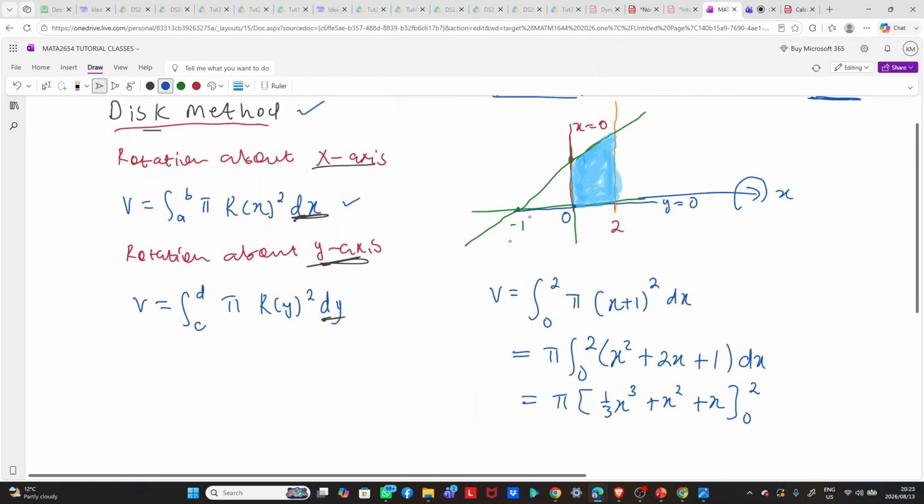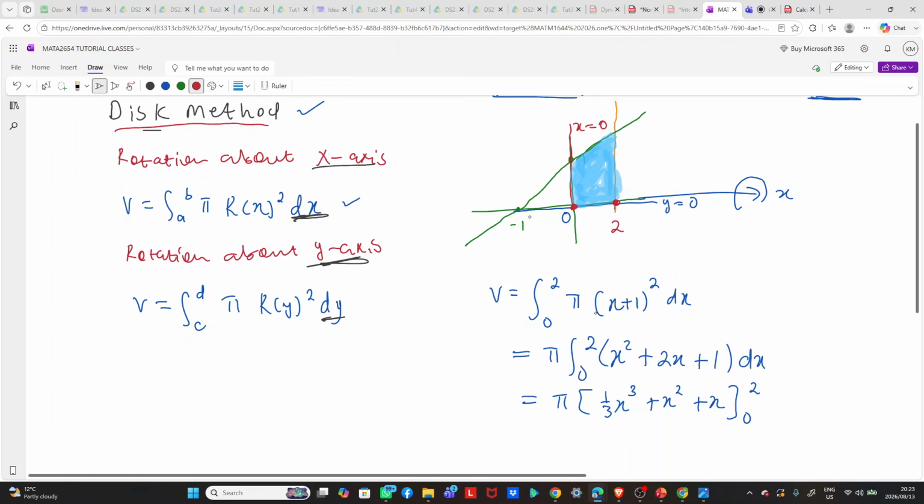Okay. Maybe another thing that I didn't make mention of: since we are rotating about the x-axis, we need to take the corresponding x values. That's why for my a I take 0, and for my b I take 2. I can't take the values on the y-axis. We are not rotating about that line.